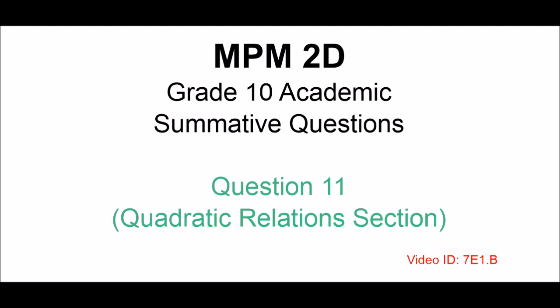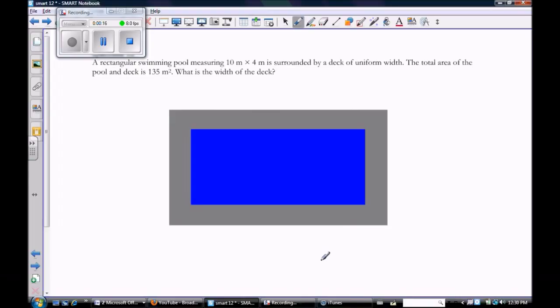This video is for grade 10 students who are working on the year-end summative. It's question 11, which is from the quadratic relations section. It says, a rectangular swimming pool measuring 10 by 4 is surrounded by a deck of uniform width. The total area of the pool and deck is 135 square meters. What is the width of the deck?